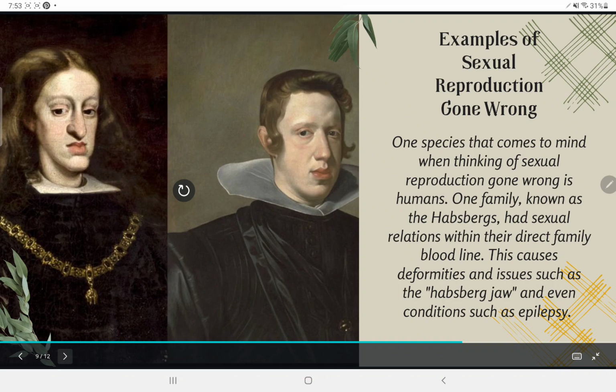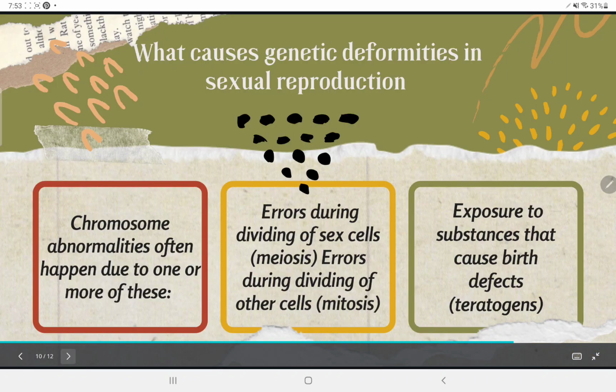Examples of sexual reproduction gone wrong. One species that comes to mind when thinking of sexual reproduction gone wrong is humans. One family, known as the Habsburgs, had sexual relations within their direct family bloodline. This causes deformities and issues such as the Habsburg jaw and even conditions such as epilepsy.